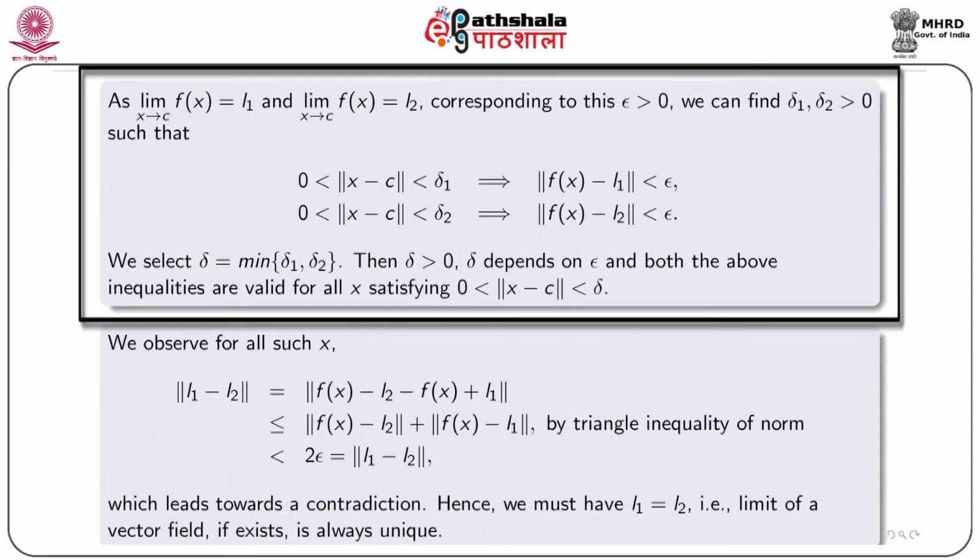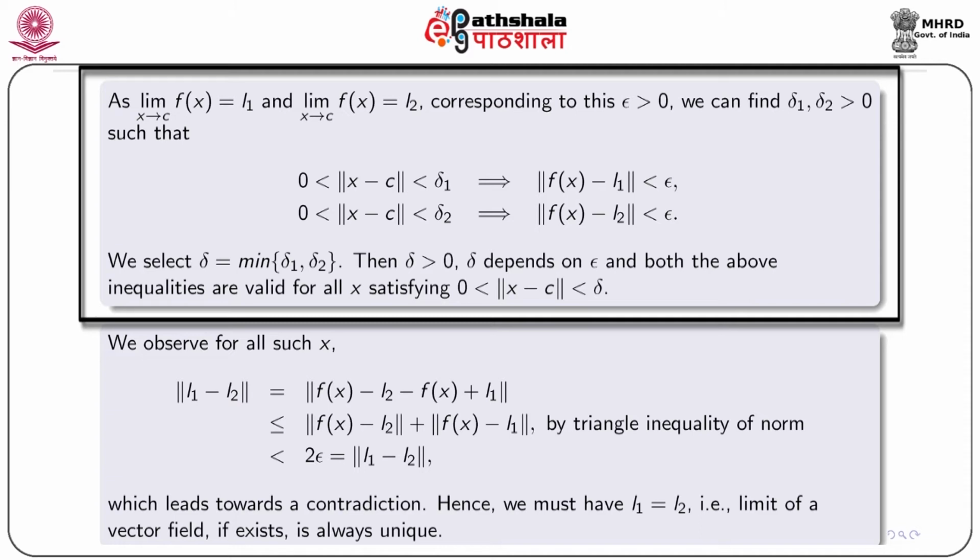As limit of f(x) as x approaches c is L1 as well as L2, then corresponding to this epsilon, we can find delta 1 and delta 2, both dependent on epsilon, such that whenever norm of x minus c is less than delta 1 but positive, we have norm of f(x) minus L1 less than epsilon. Similarly, whenever norm of x minus c is less than delta 2 but positive, we have norm of f(x) minus L2 less than epsilon. So, we select delta equal to minimum of delta 1 and delta 2.